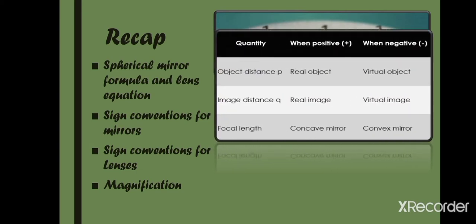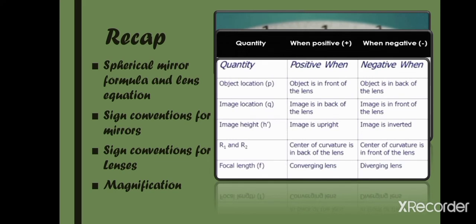Next are the sign conventions for mirrors. You have to take special care of the sign conventions so that you can solve the numericals correctly. You have to keep in mind that the focal length of a concave mirror is taken as positive and the focal length of a convex mirror is taken as negative. Similarly, the object distance p is positive for a real object and negative for a virtual object, and the image distance q is positive for a real image and negative for a virtual image. These are the sign conventions for mirrors.